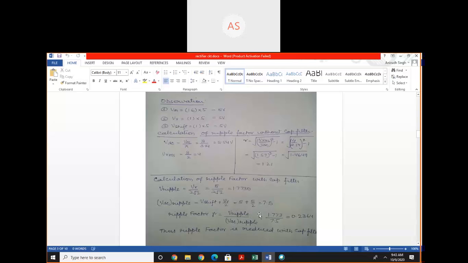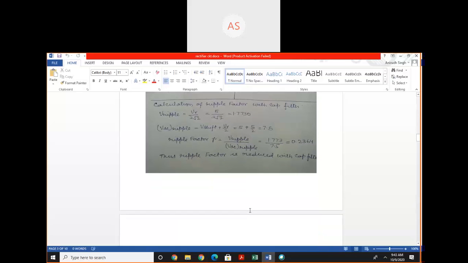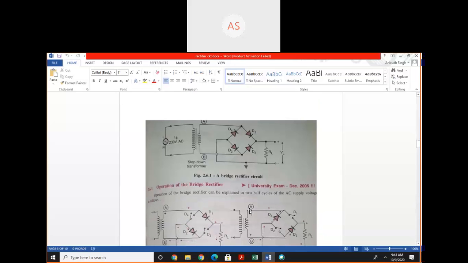Ripple factor, in case when we connect a capacitor filter across load resistance, is given by V ripple by VDC ripple. If we substitute the values of V ripple and VDC ripple, we get 0.2364. So ripple factor is reduced with capacitor filter.